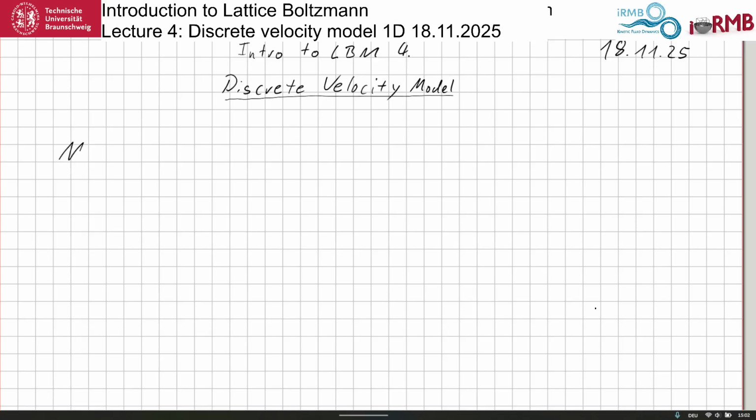So last time we ended more or less with the Navier-Stokes equation. The reason for deriving this, I mean, this is the equation that we want to solve, but we wanted to see how far we have to go with the approximation of the Boltzmann equation, or the BGK approximation to the Boltzmann equation, in order to get the Navier-Stokes equation out of it.